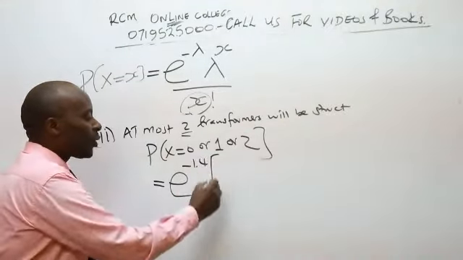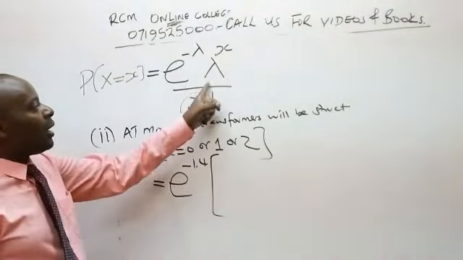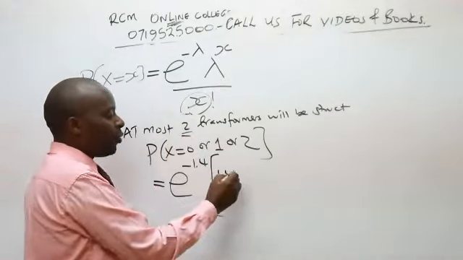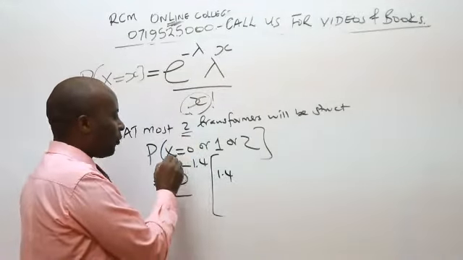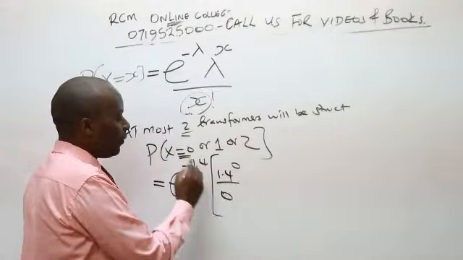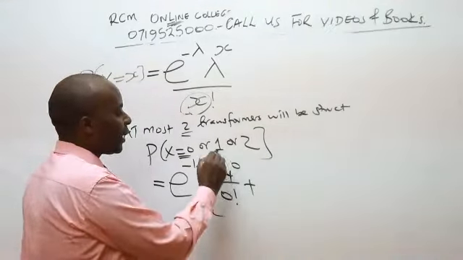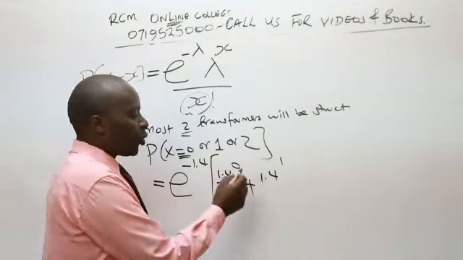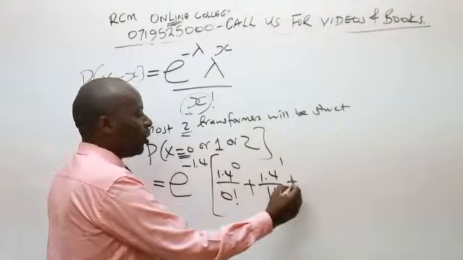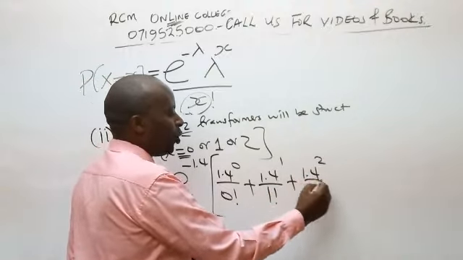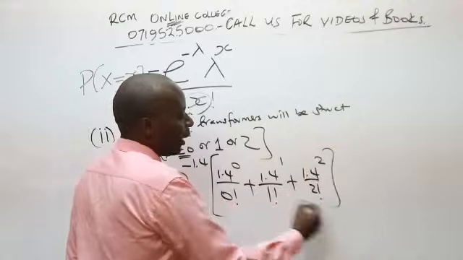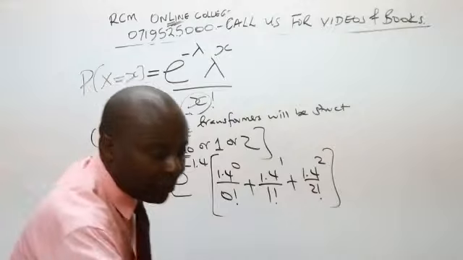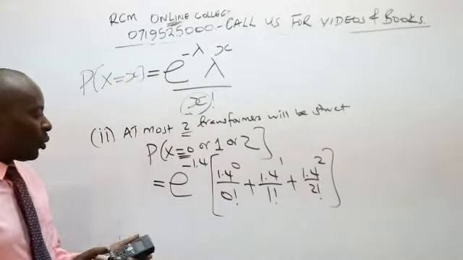And then in brackets, what do we have here? You can see we have lambda raised to x. Lambda is the mean, which is 1.4. So 1.4 raised to the first x figure, which is 0, all over 0 factorial, plus the same arrangement, but this time x is 1, so 1.4 raised to 1 all over 1 factorial, plus 1.4 raised to 2 all over 2 factorial. And you get out your calculator, and you'll be able to get this very easily.